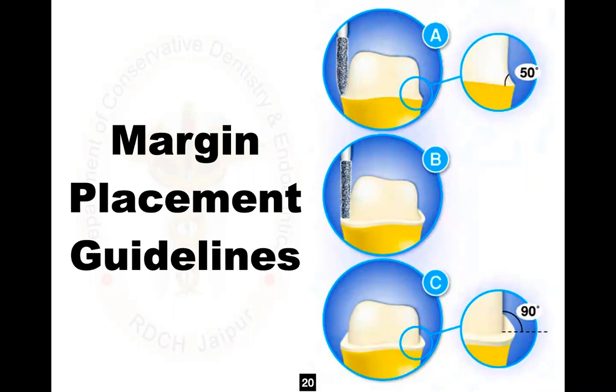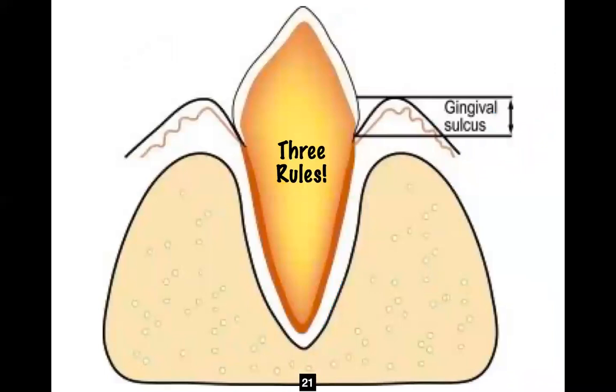Some of the margins or finish lines that must have been taught to you include chamfer, shoulder, heavy chamfer, sloping shoulder, radial shoulder, shoulder with bevel, knife edge, feather edge, chisel edge, and a few more. If you can relate to what I just said, you don't have to worry about that. But my concern is when you're placing these margins, the margins that I discussed were supragingival, equigingival, and subgingival. You have to take care of three important rules. Please start writing these rules, very important rules.